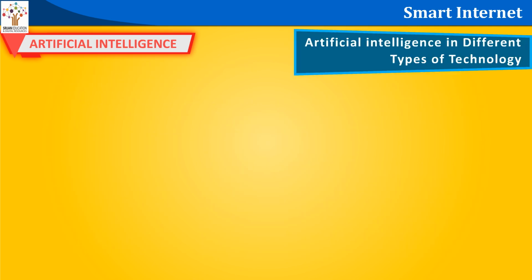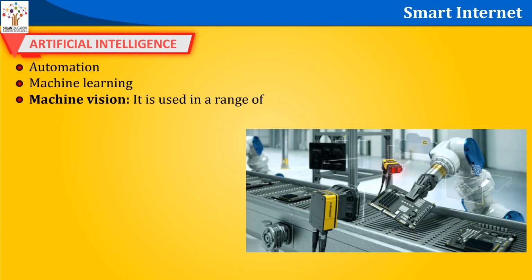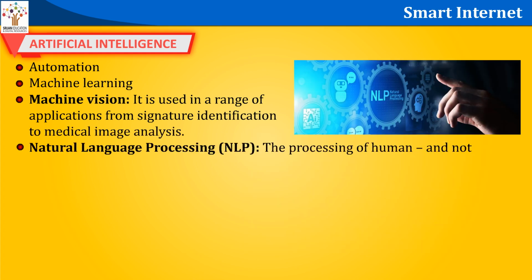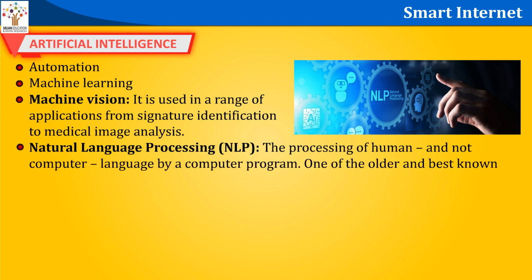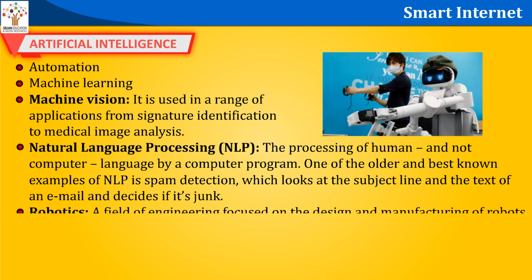Artificial intelligence in different types of technology: automation, machine learning, machine vision. It is used in a range of applications from signature identification to medical image analysis. Natural language processing, NLP, is the processing of human and not computer language by a computer program. One of the older and best known examples of NLP is spam detection, which looks at the subject line and the text of an email and decides if it's junk.